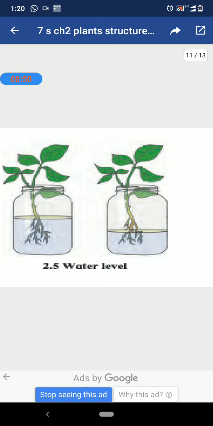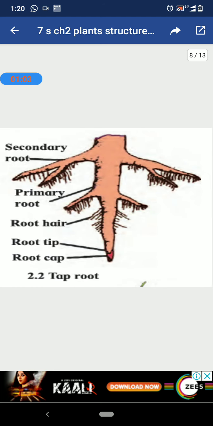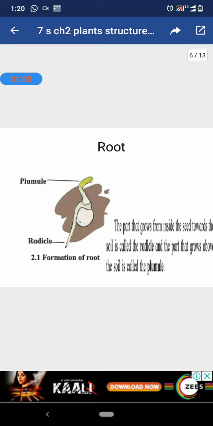After that we started with the parts of the plant, beginning with the roots. In that we saw radicle and plumule. What are radicle and plumule? The part that grows above the soil from the seed is called the plumule, and the part which grows from the seed towards the soil is called the radicle. The radicle will further grow in the form of roots. Okay, now make this definition clear.